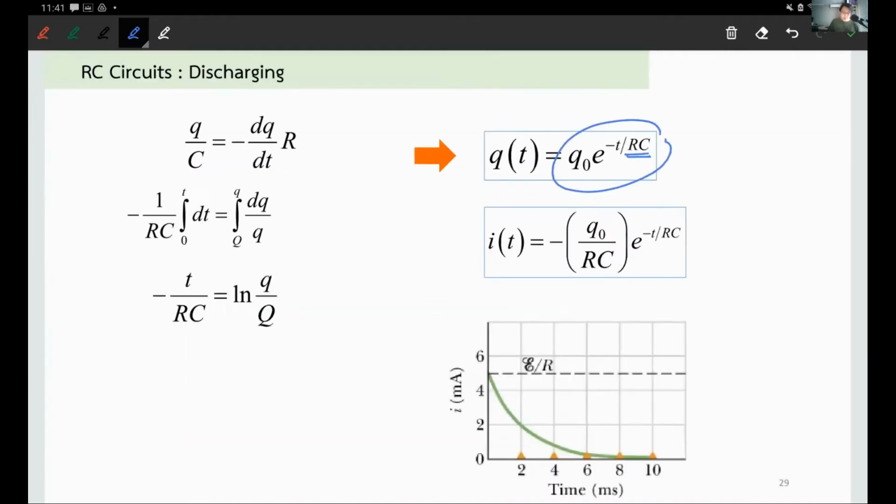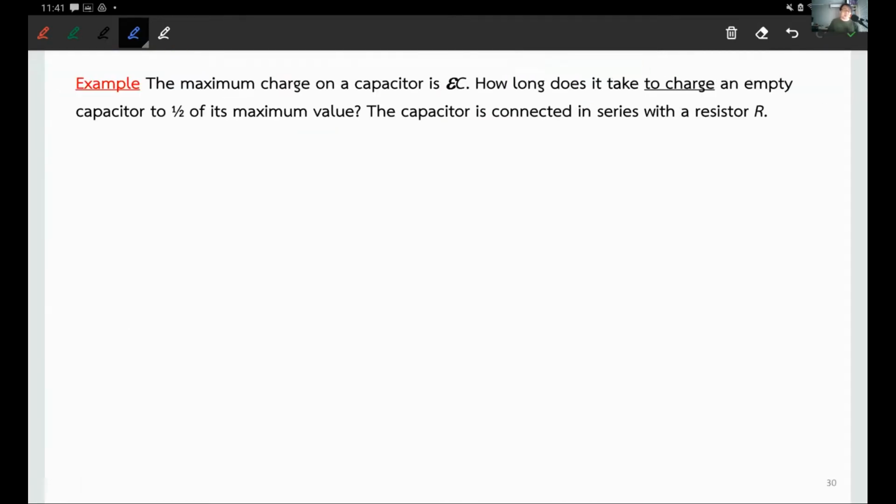All right, so if this is good, then let's answer some simple questions. I think if this one shows up in the final exam, it will be straightforward. I hope. Okay. For example, if you have a maximum charge on the capacitor, epsilon C, so this is your Q max, or in the textbook, they just use capital Q. All right. How long does it take to charge an empty capacitor to half of its maximum value?